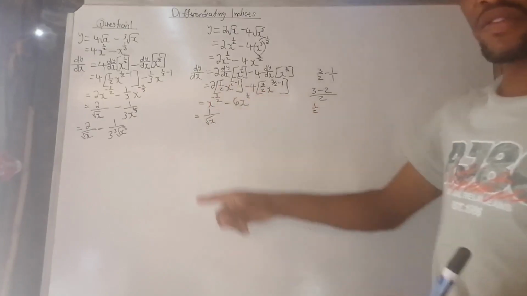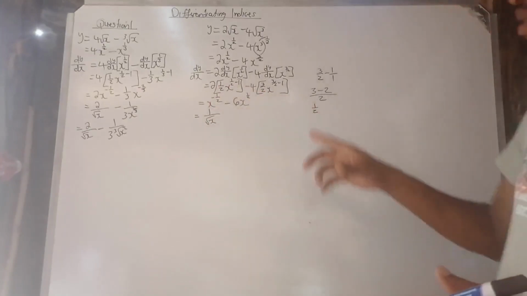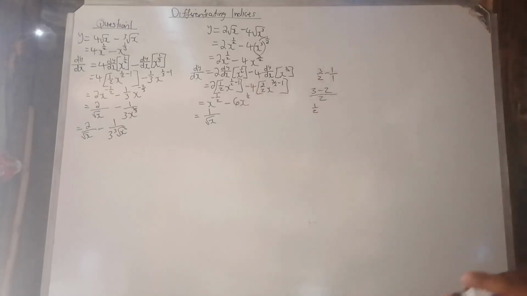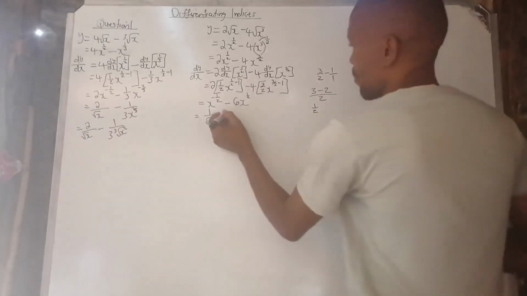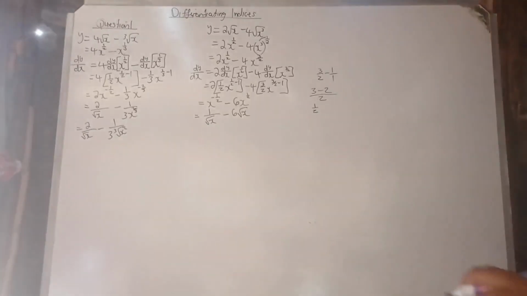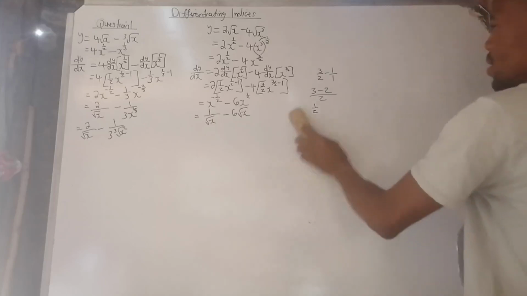If it was positive, it would just be the root of x. Because it is negative, it's 1 over root x. Very important. Minus 6 root x. So this is exactly what I have for the second problem. Very important that we understand the basics. Be that as it may, let's go to the third one.